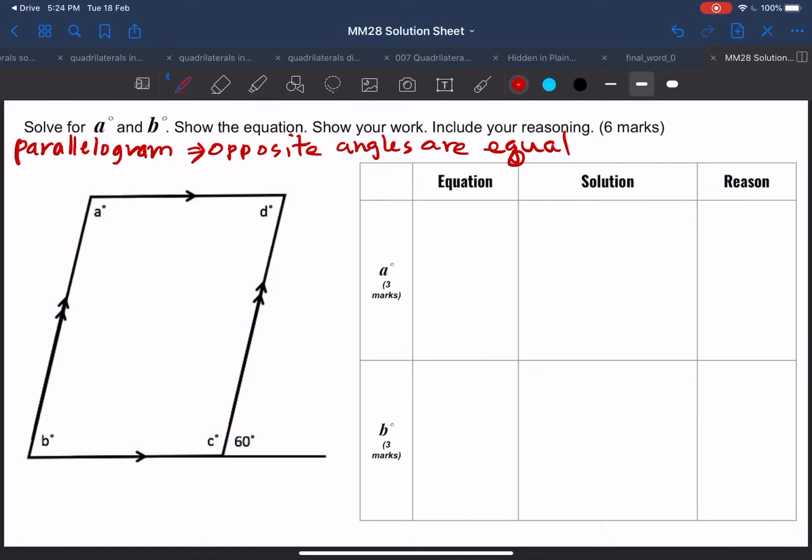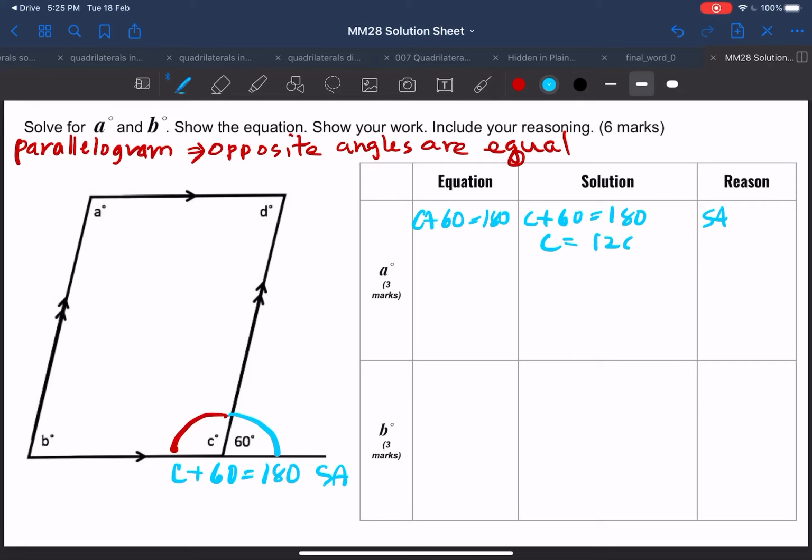But before that, you need to figure out first what C is equal to. What is C equal to? Okay, how do you do that? Of course, you need to look at what you can use, and you can see over here that C is supplementary to 60. So we know C plus 60 equals 180 because it's supplementary. Okay, so you need to put that there. C plus 60 equals 180 because they are supplementary angles. That's why C is equal to 120.